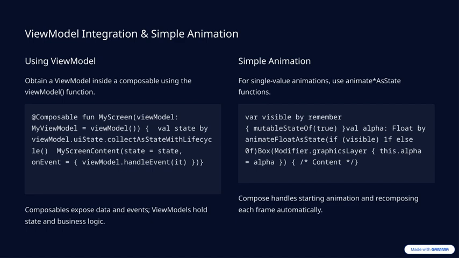Now, moving on to simple animations. These are incredibly useful for enhancing user experience without complicating the code. For single-value animations, Jetpack Compose offers animate*AsState functions. In the example, we have a Boolean visible state, and we animate its corresponding alpha value. When visible changes, Compose automatically handles starting the animation and updating the UI frame by frame. You don't have to manually manage the animation steps. Compose does it all for you. It's a powerful way to add smooth, dynamic effects to your app, making interactions feel more natural and engaging.